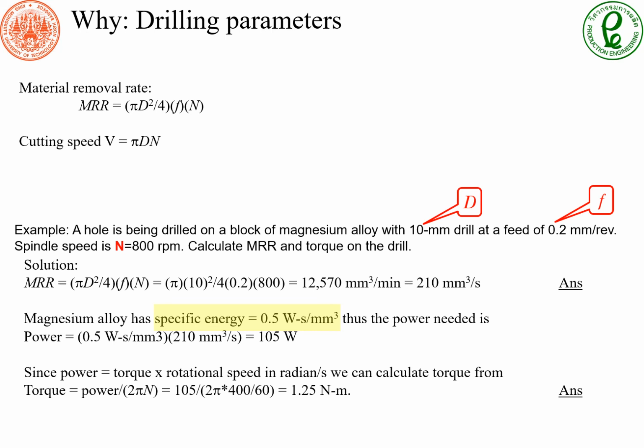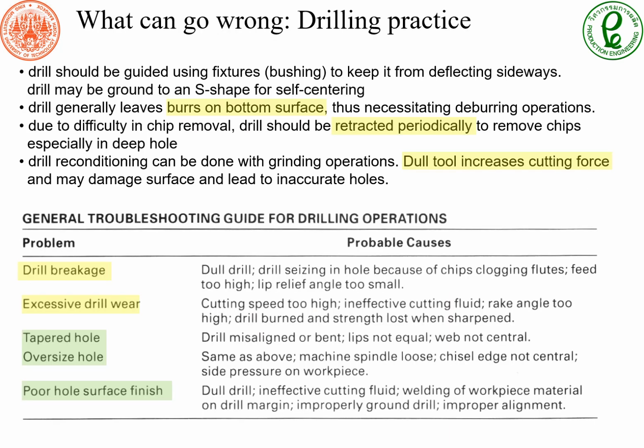Now, magnesium alloy has a specific energy of 0.5 watt-second per cubic millimeter. So the power required, we can calculate by multiplying the specific cutting energy by the MRR. Note that the units cancel out and we are left with watts. That comes out to be 105 watts. With these 105 watts, we can calculate the torque by dividing the power by 2 pi n, and n is 400 rpm. We convert that into seconds by dividing by 60, and the torque comes out to be 1.25 Newton meter.